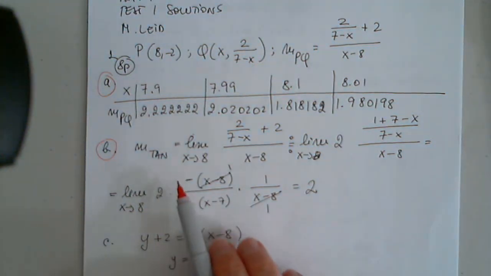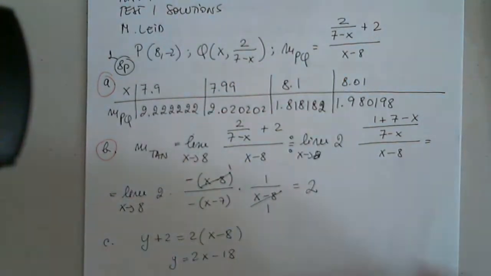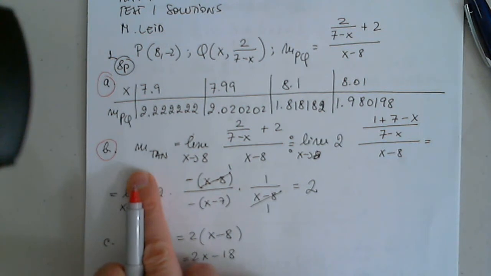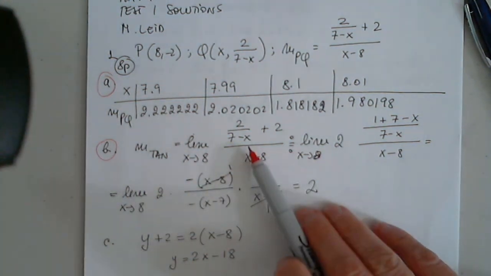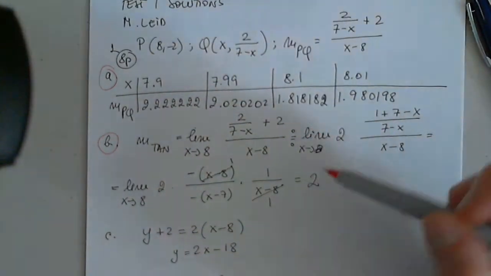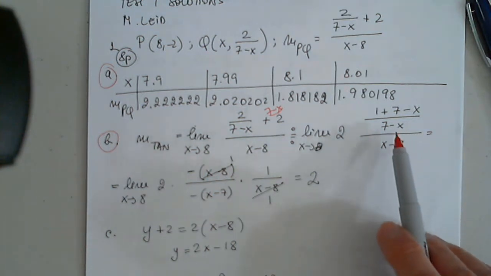In part B, I just determined the limit of that. So determining the limit of the secant line, I will determine the slope of the tangent line. So I found the least common denominator. I simplified the least common denominator. This is 7 minus x.